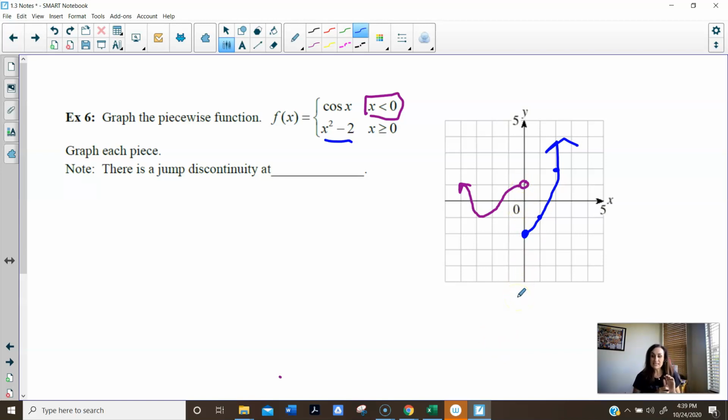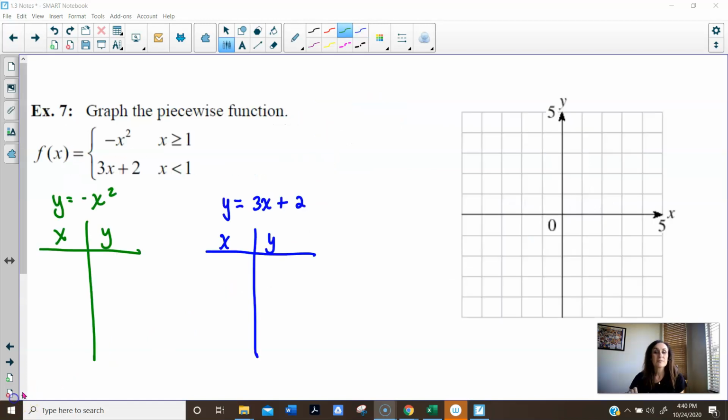So it is considered a function, but there is a jump at when x is 0. So you can put discontinuity at x equals 0. Example 7 is also a piecewise graph, and you are going to start with y equals the opposite of x squared.